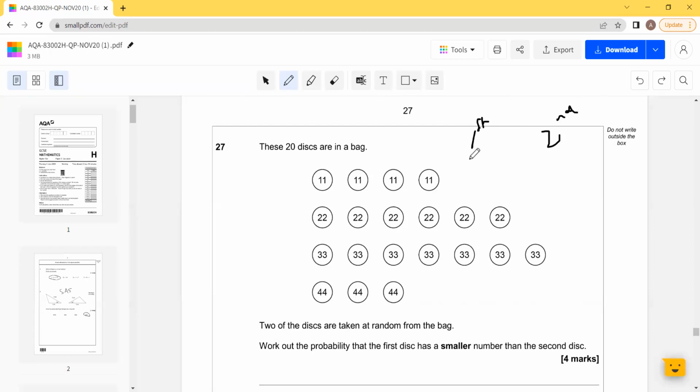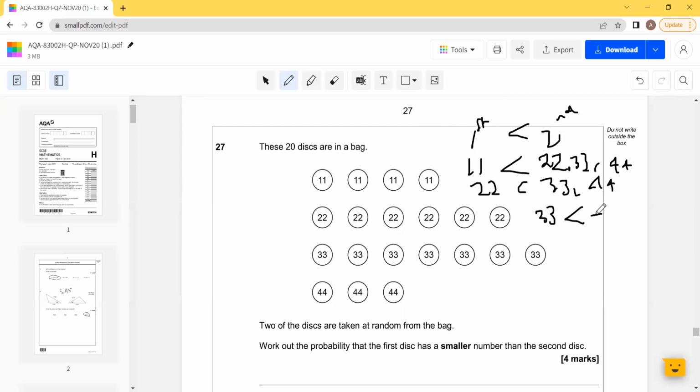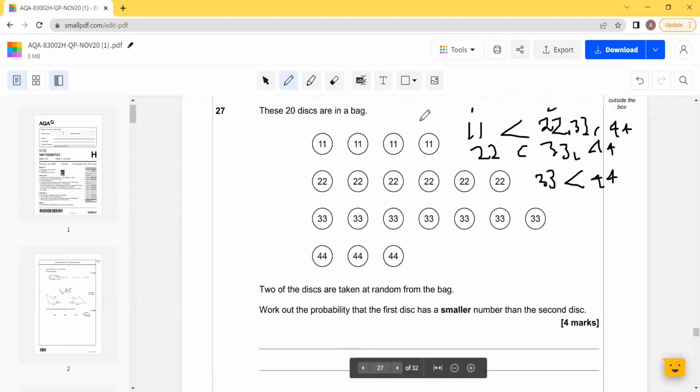So if the first number is 11, then for the first number to be smaller than the second number, we know that 11 is less than all the other numbers. 11 is less than 22, 33, and 44. So if we do that for the others, we know that 22 is less than 33 and 44. And we know that 33 is only less than 44. So now we just have to calculate all these individual probabilities. Okay.